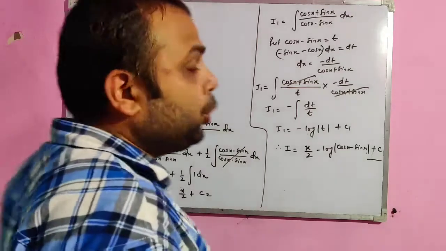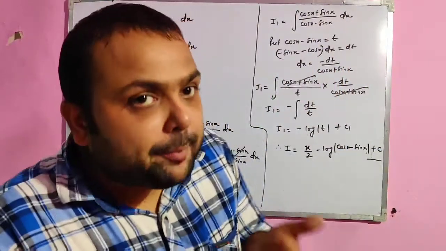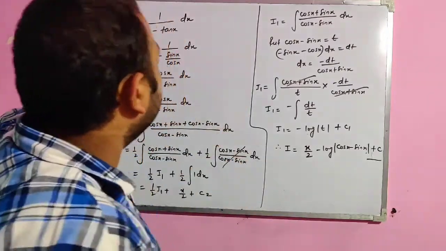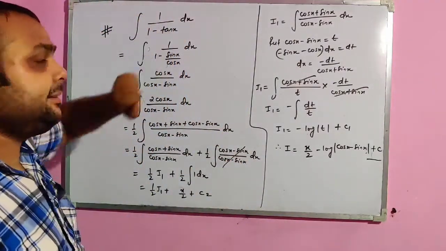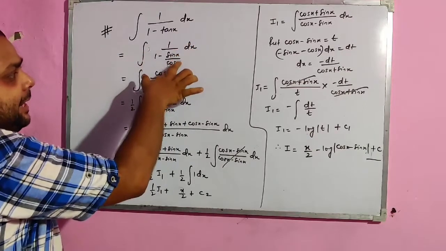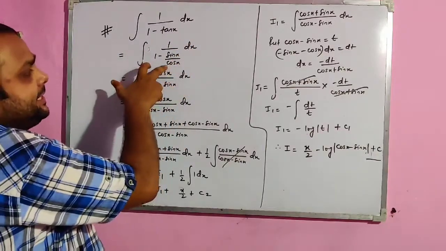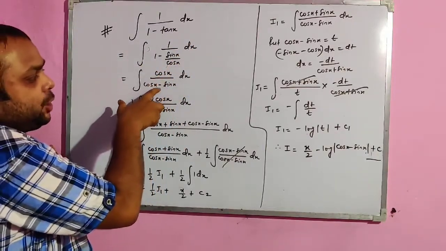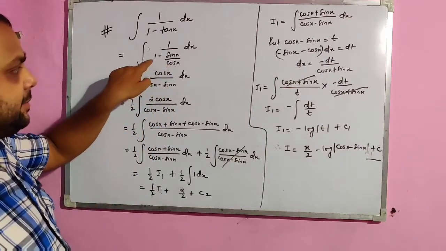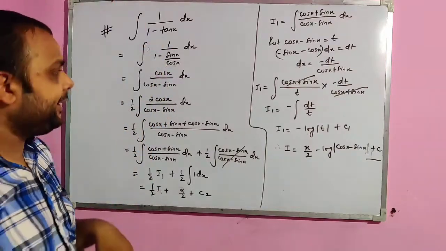Now we are going to see one question which is a format question. The question is the integration of 1 upon 1 minus tan x. This tan x can be written as sin by cos. Taking the LCM, we get cos x divided by cos x minus sin x. Cos x comes here and then it will go to the numerator.